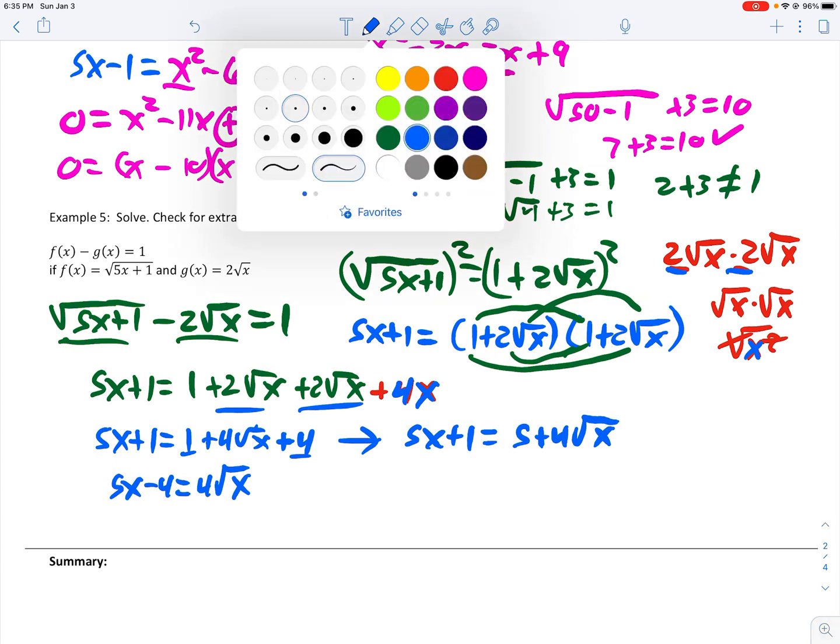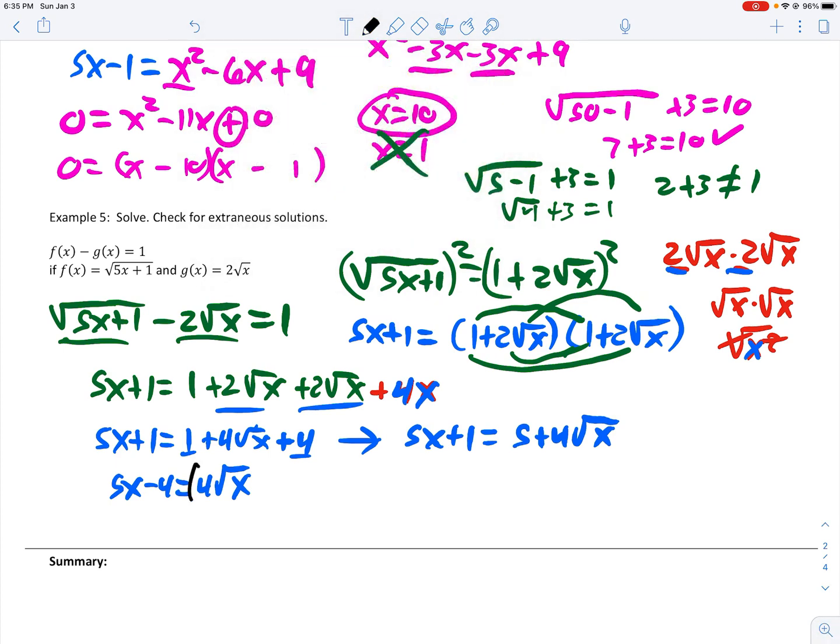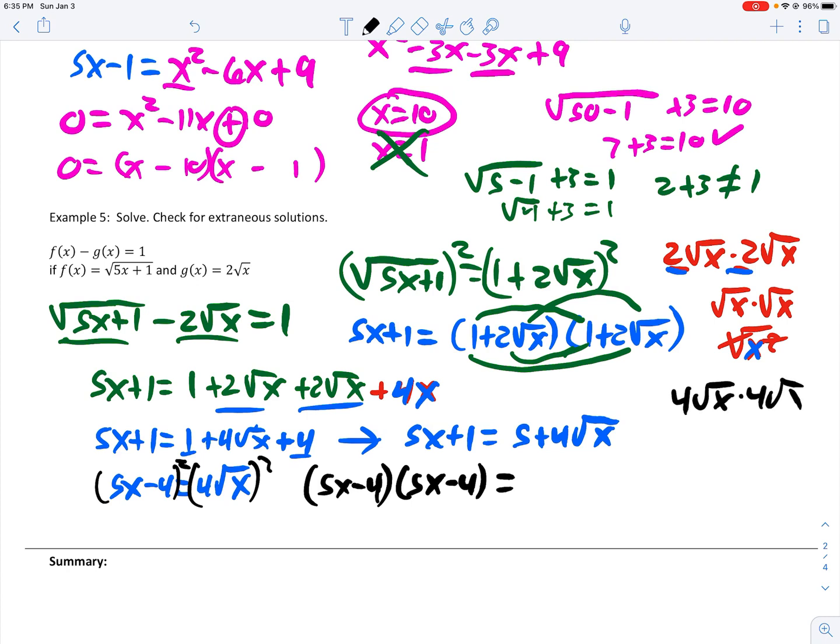So from there, right, I'm going to square both sides. So this is 5x minus 4 times 5x minus 4 equals, now 4 root x squared, 4 times 4 is 16. Root x times root x is root x squared. They reduce and you get x. So now I've gotten rid of all the radicals. Still haven't solved for x, but I do start to see some daylight now because all the radicals are gone.